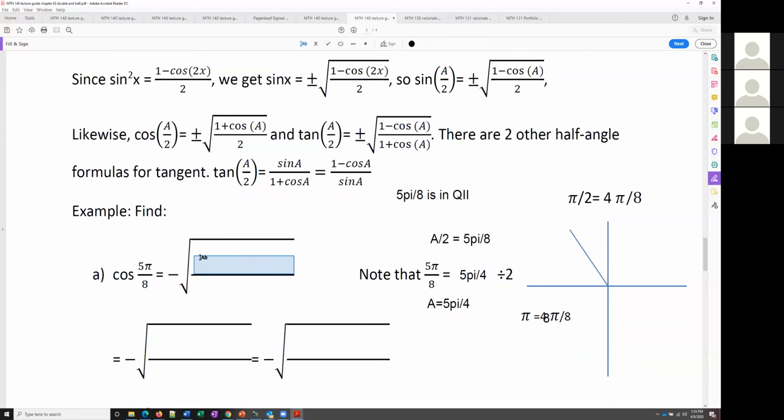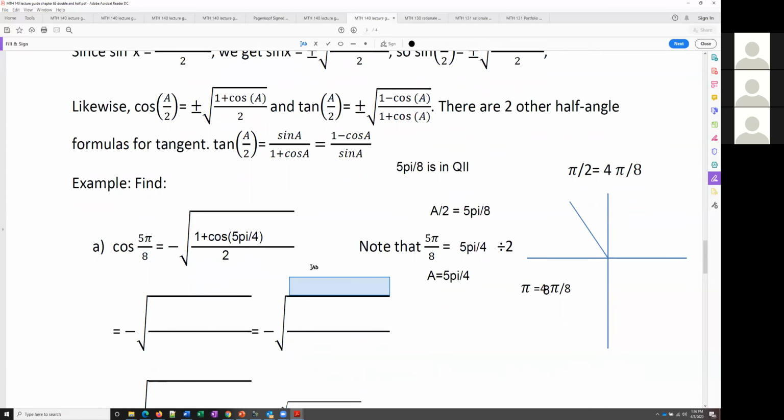and it says the cosine is plus or minus the square root of 1 plus the cosine of A, all over 2, where my A is 5 pi over 4. Okay, I'm using the negative sign. How did I know to make it negative? It says plus or minus in the formula. Well, because I know 5 pi over 8 is in quadrant 2. Whenever you have an angle that's in quadrant 2, the cosine is negative. So that's how I knew to use the negative sign there. Okay, so you do need to figure out whether to use the negative or the positive.